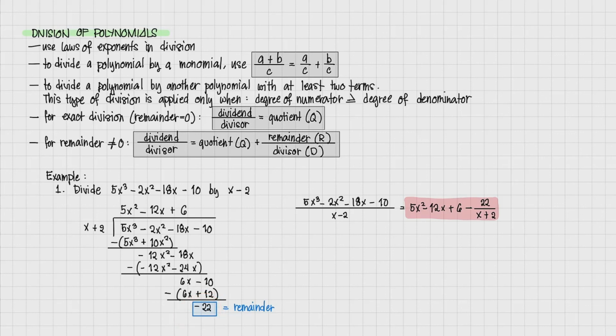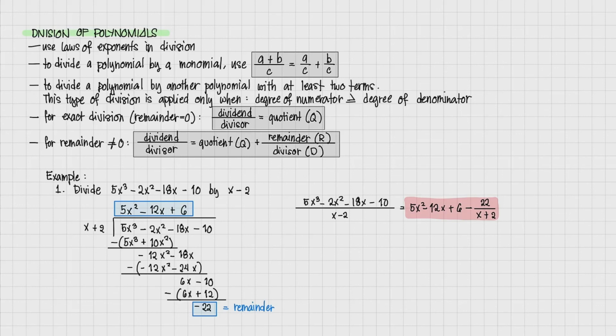So we could rewrite our quotient and our remainder. So ito yung format natin since we have a remainder. So, you have your dividend, 5 times x raised to 3 minus 2 times x raised to 2 minus 18 times x minus 10 divided by our divisor, which is x minus 2. And it is equal to the quotient. So, ito yung quotient natin. This one. So, lagyan natin ng ano. Let's highlight it.